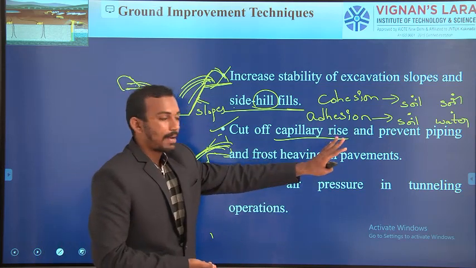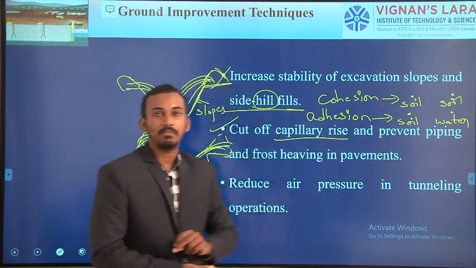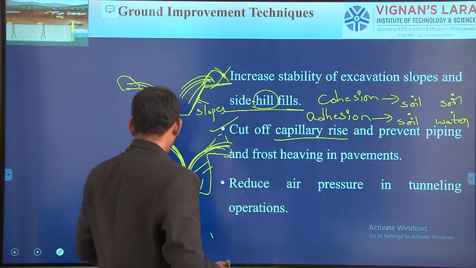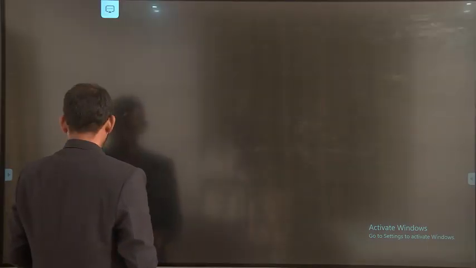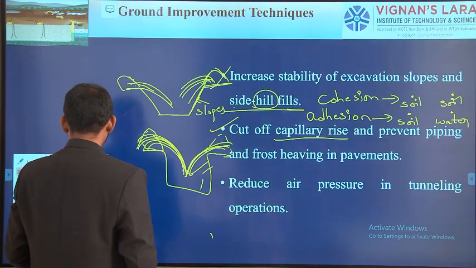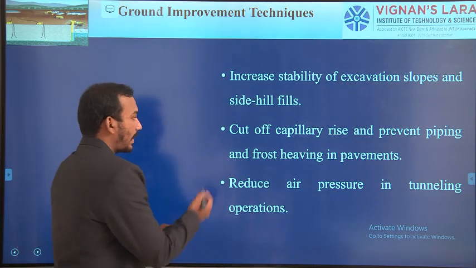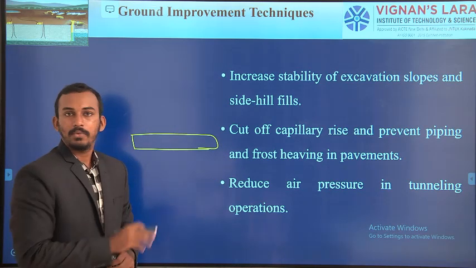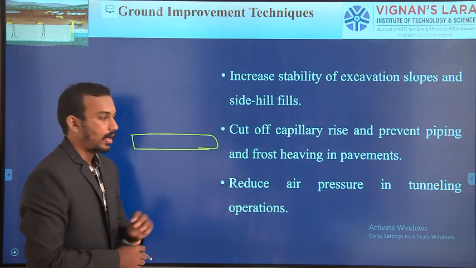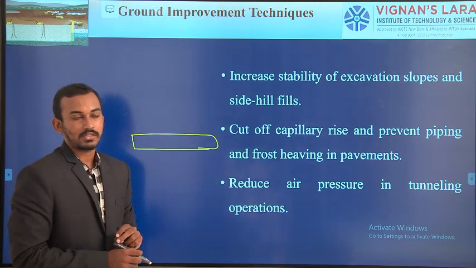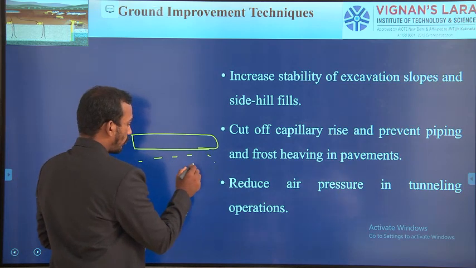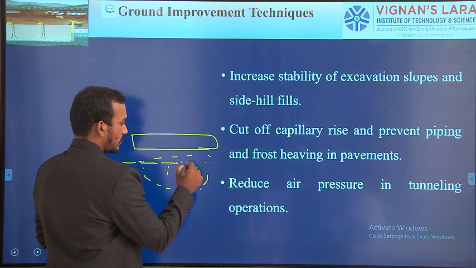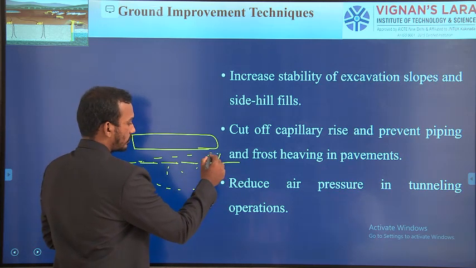In order to prevent this capillary rise and prevent piping, piping means the soil flows in a horizontal direction. Okay, let's discuss one by one. What is capillary rise? Capillary rise. For example, this is our road network that we already completed, or whether it is during the construction stage. The groundwater is available at a very lower depth. See, this is the groundwater table.